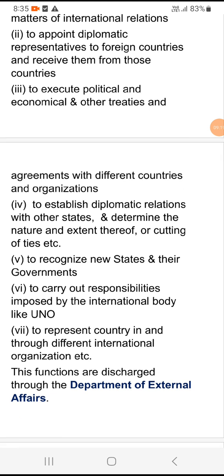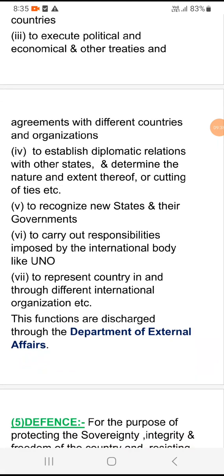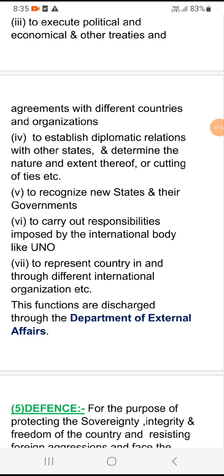includes all the treaties and agreements relating to trade, business, commerce, and military equipment, and other matters like treaties of extradition, treaties of asylum, etc. To establish diplomatic relations with other states and determine the nature and extent thereof, or cutting of ties, means to decide which country would be our friend country and to which country we react not so friendly.